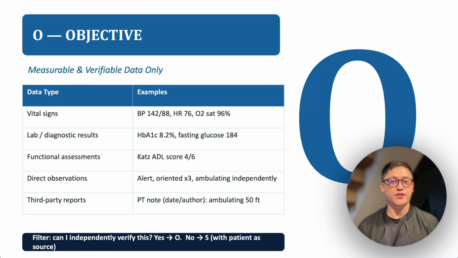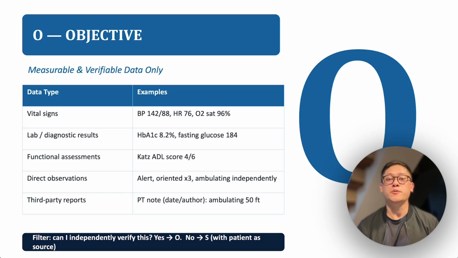The objective section. Objective data is anything measurable, observable, or independently verifiable. Vital signs, lab values, diagnostic results, functional assessment scores like a Katz ADL score, behavioral observations you made directly during the encounter, and third-party reports from other providers with source and date noted.